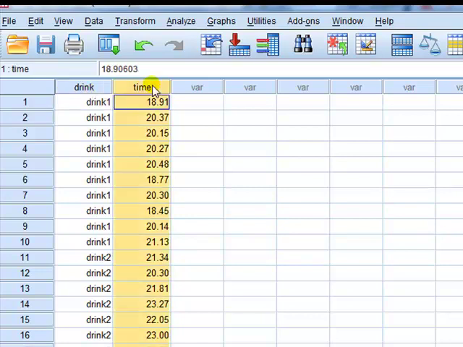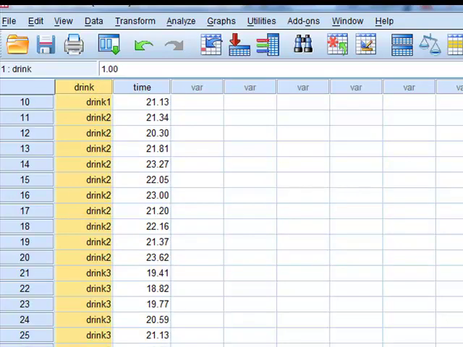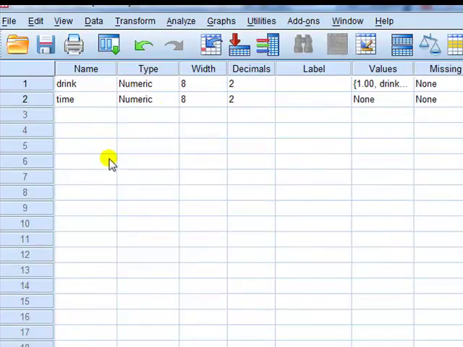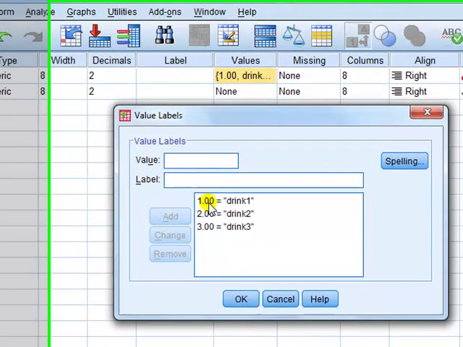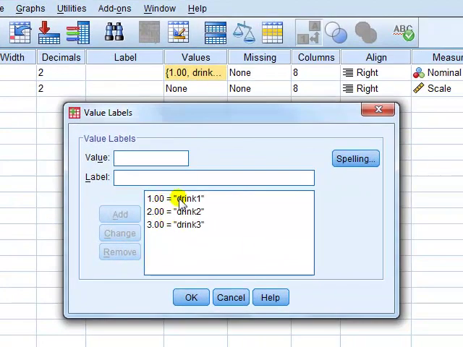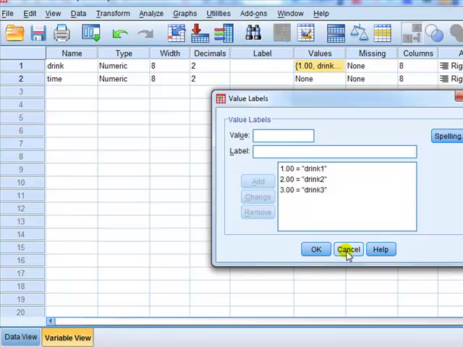So here we have the response, the DV, which is time to complete the task, and that is continuous. And then we have the factor, and there's only one factor, which is why it's called one-way ANOVA. And that is one of three drinks: drink one, drink two, drink three. Look under the variable view, drink values. You can see there's three types of drinks. So this makes it a one-way ANOVA.